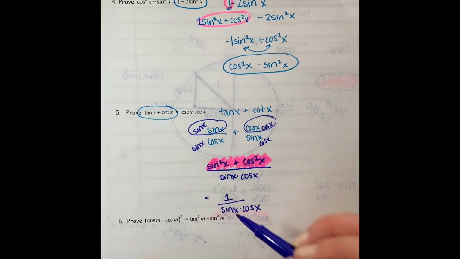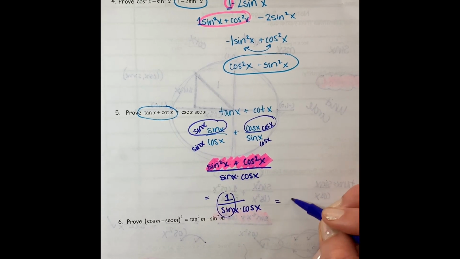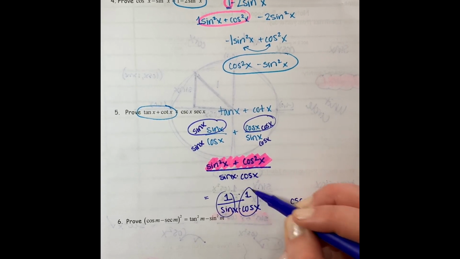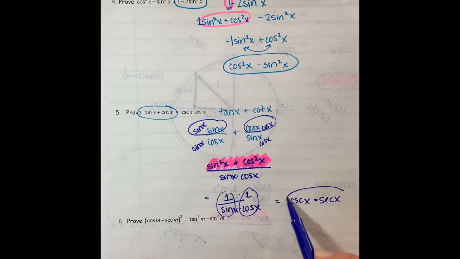And then remember, what's 1 over sine called? 1 over sine is called cosecant x. And then what is 1 over cosine called? You can even give it another 1 if you want to. Okay, 1 over cosine is the same as secant x, which is, check, exactly what we wanted from the beginning.